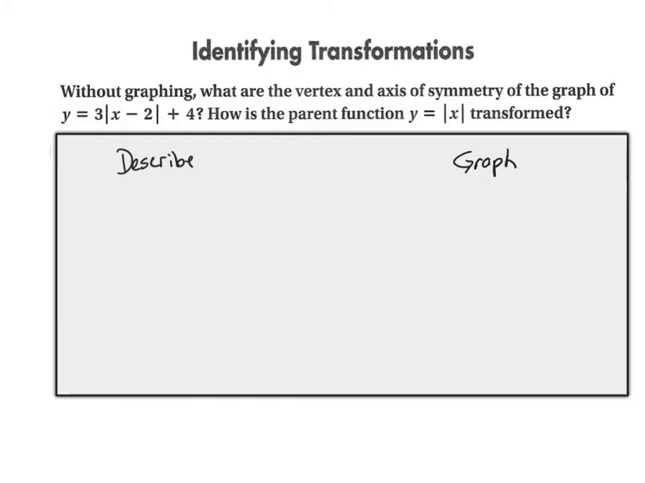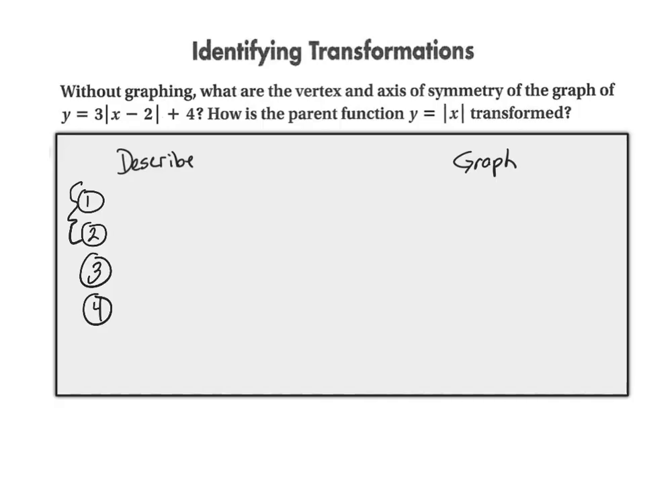So when you describe a transformation, I want you to talk about all four things that could happen. The four things are: they could go up or down, that's one. They could go left or right, that's two. They could flip over the x or flip over the y, that's three. And they can compress or stretch, that's four. The plus signs and the minus signs are your transformations, that's one and two.